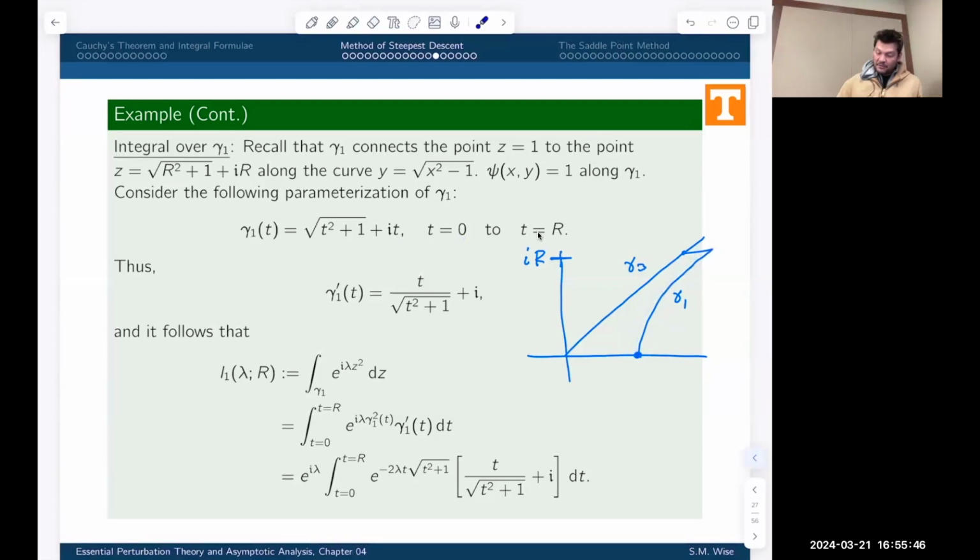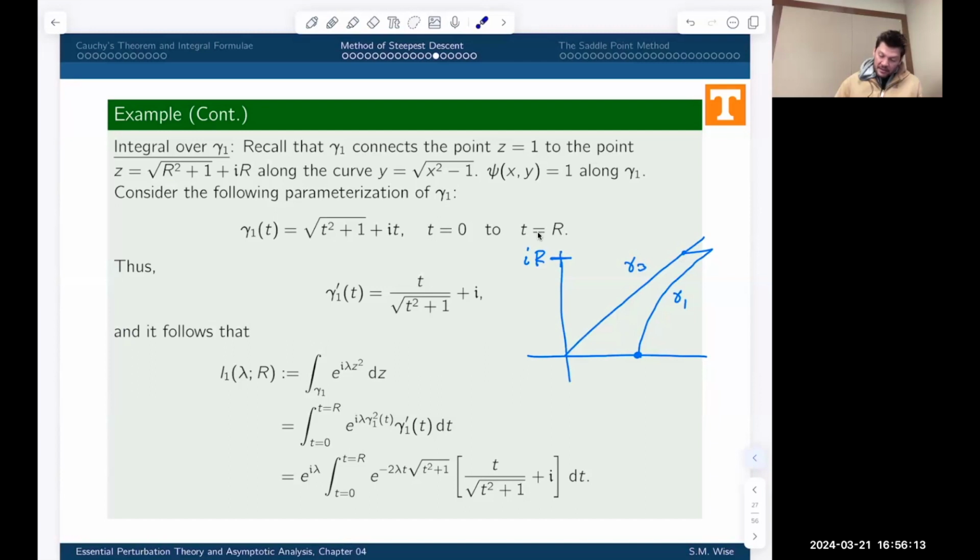So when I put in t equals 0, I get x equals 1, and I get y equals 0. And when I put in t equals r, I get x equals square root of r squared plus 1, and t equals r gives me a y value of r. Okay, so it all works out.